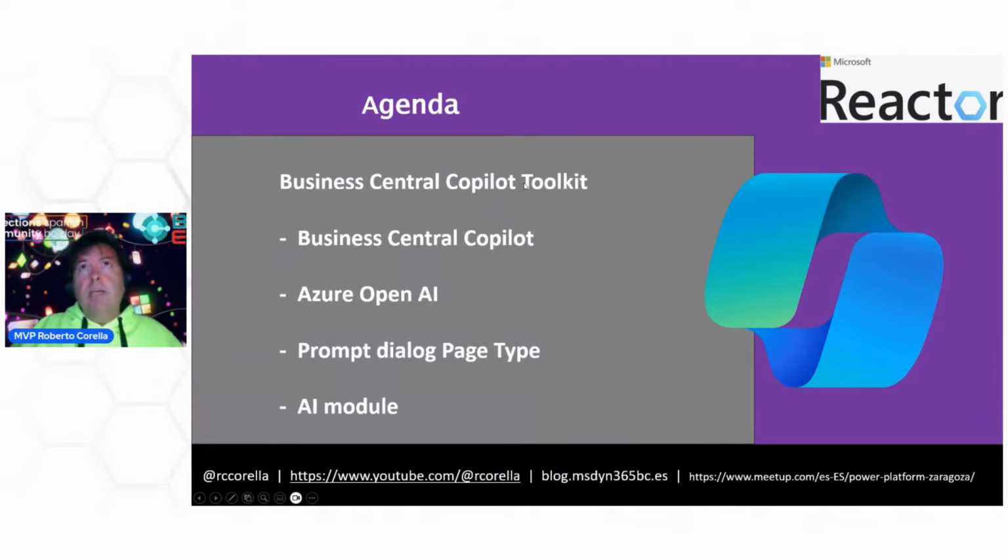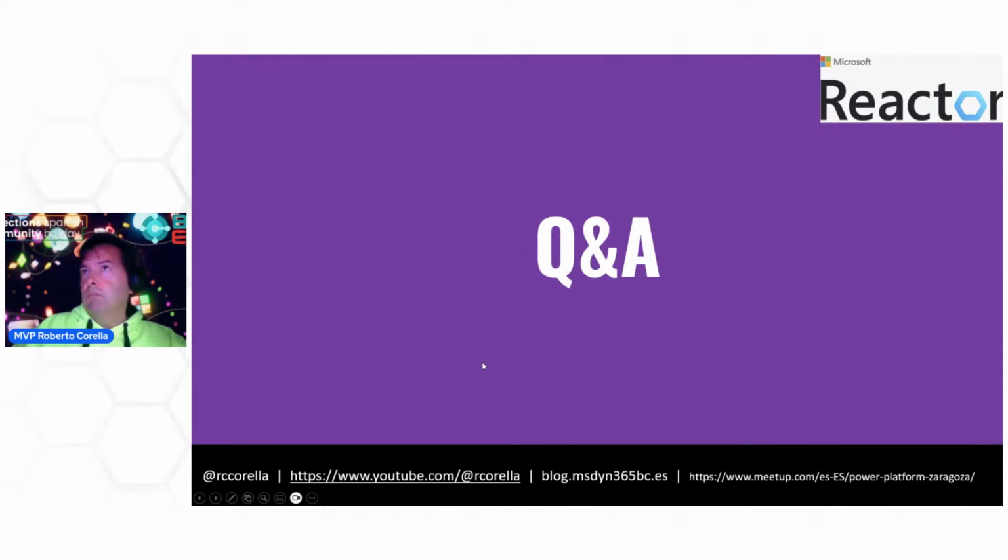This is all for today. In our agenda, we have the Business Central Copilot Toolkit. We were speaking about the Business Central Copilot, the out-of-the-box options in Business Central Copilot. I was watching about the Azure OpenAI, about the new prompt dialog page type, and about the AI model. And okay, I don't know if we have any question. If not, we are out of time.